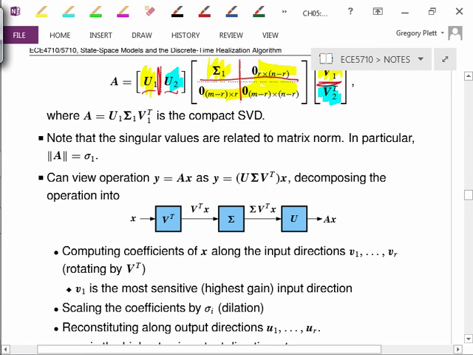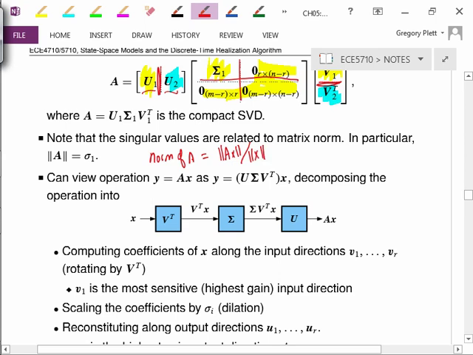Why is the SVD useful? Well, we begin to approach that by stating that the singular values of a matrix are related to the norm of that matrix. We write the norm of matrix A to be equal to the maximum singular value of matrix A. Now a norm, we actually have it written below, but the norm of a matrix, norm of A, is equal to the maximum value of ||AX|| divided by ||X||.